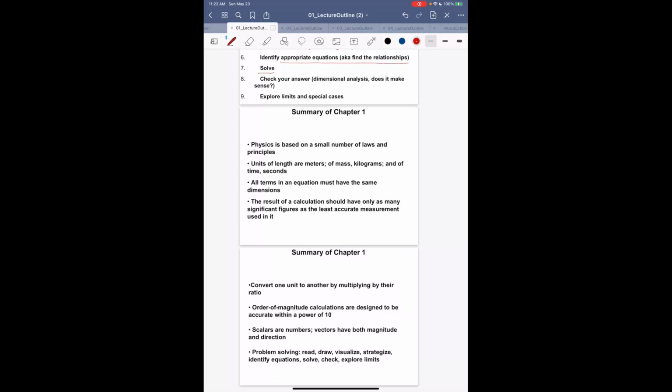Scalars are numbers. Vectors have both magnitude and direction. And for problem solving: read, draw, visualize, strategize, identify equations, solve, check, explore.